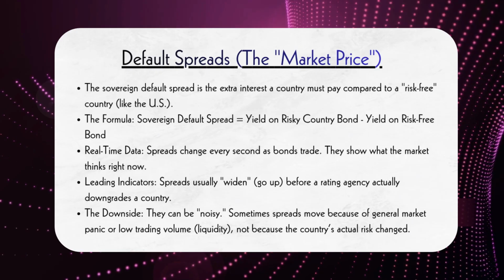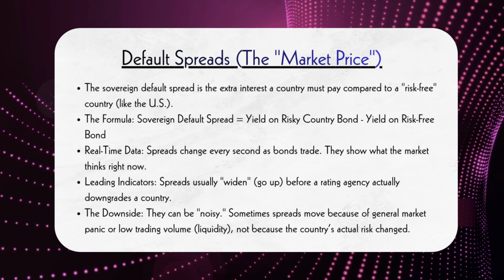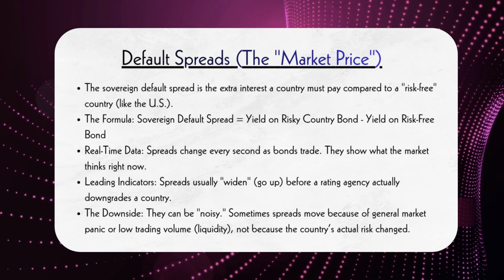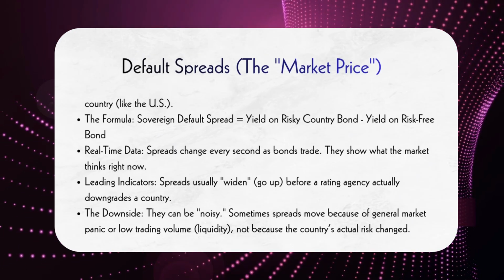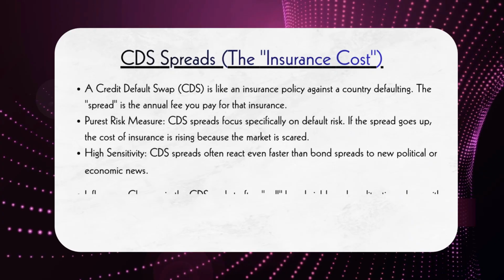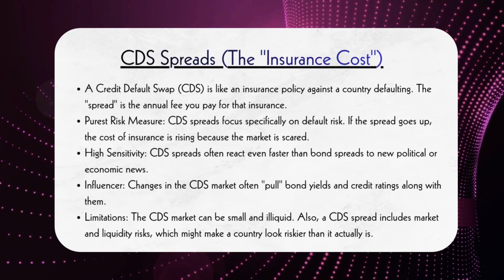Because bonds trade constantly, these spreads provide real-time data and act as leading indicators, often widening significantly before a rating agency actually issues a downgrade. The downside is that they can be noisy. Spreads might move because of general market panic or low trading volume rather than a change in the country's actual credit health.